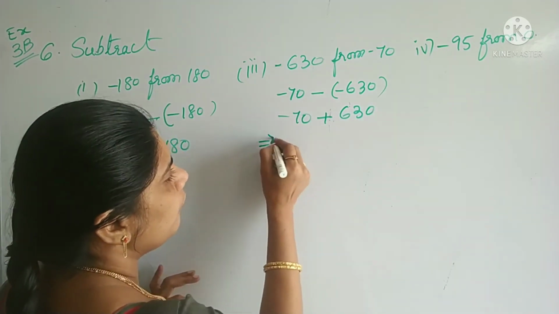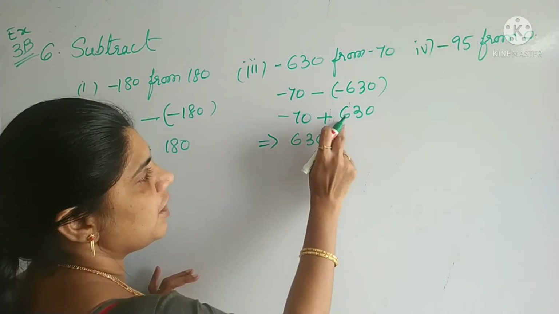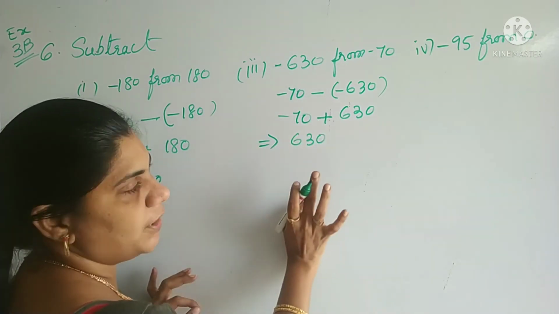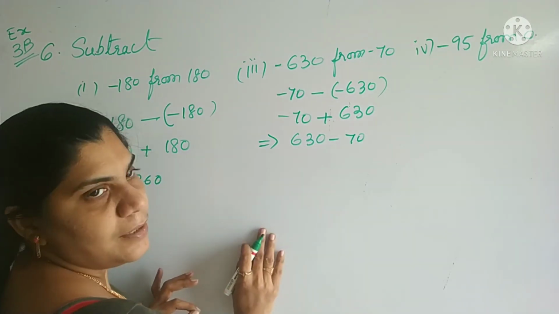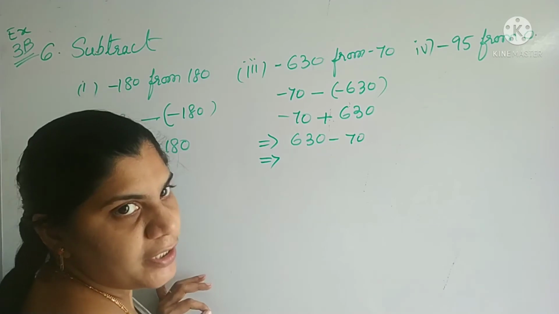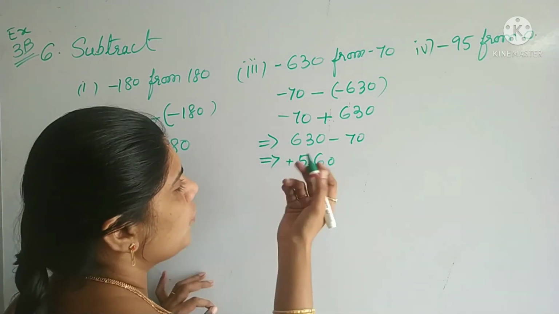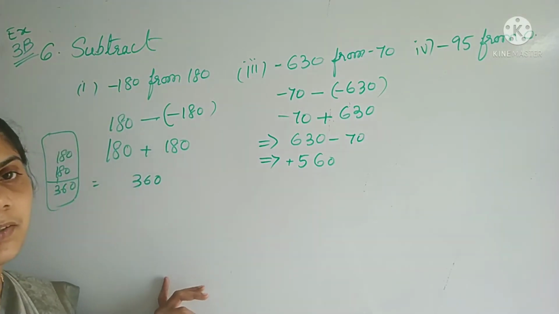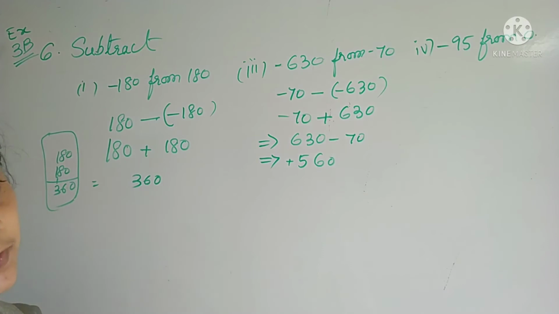Now what is this one? We can also change this. First I am writing 630. Plus 630, before it you have plus, so I am not mentioning it. And after that minus 70. So from 630 you can subtract 70. How much do you get? 560. What is the sign of the bigger number? Plus. So plus is there. So 630 minus 70 means 560.